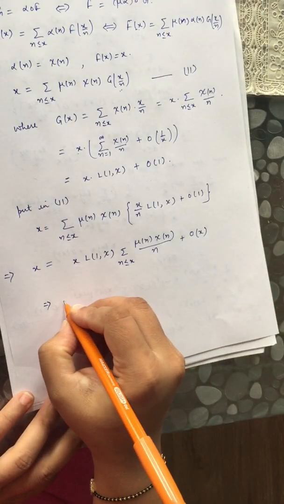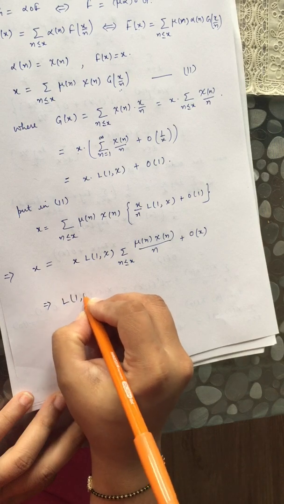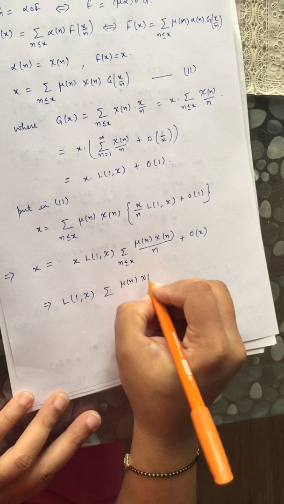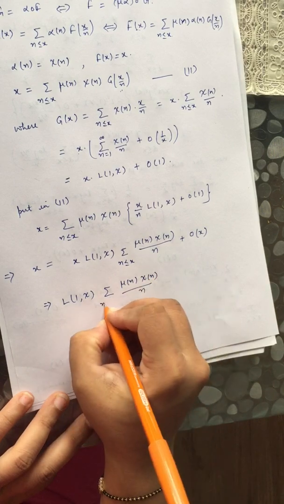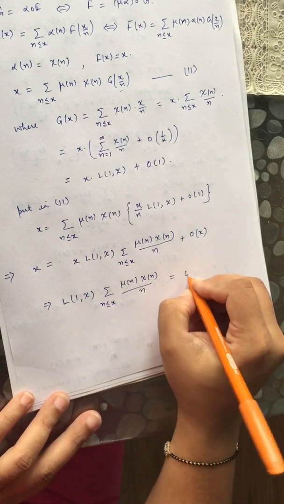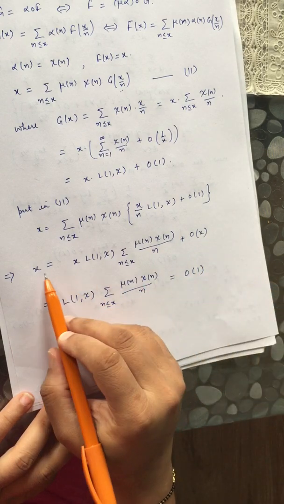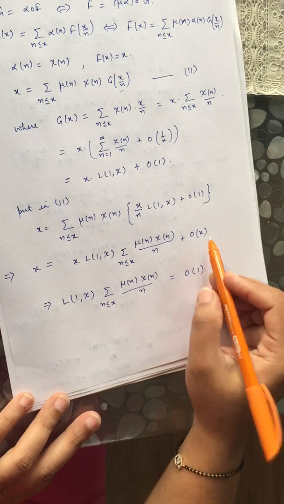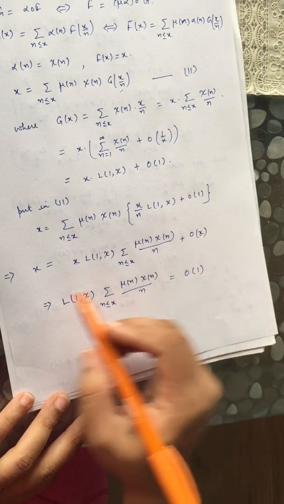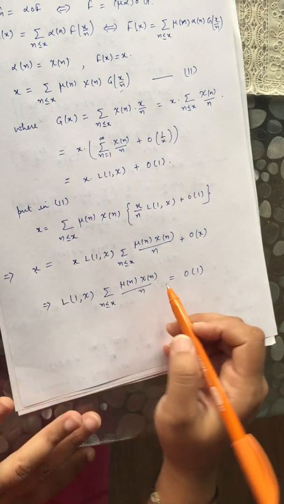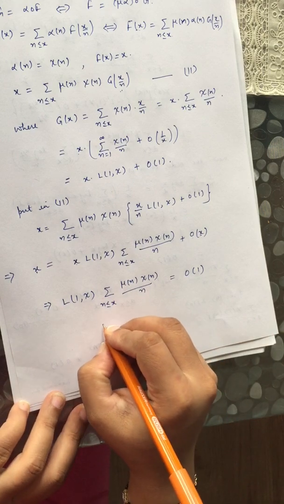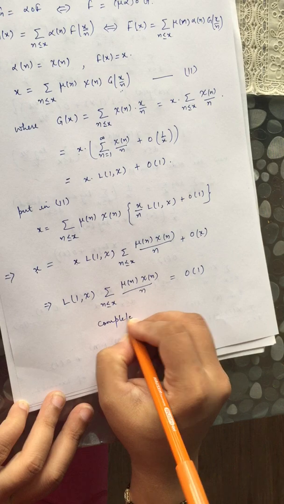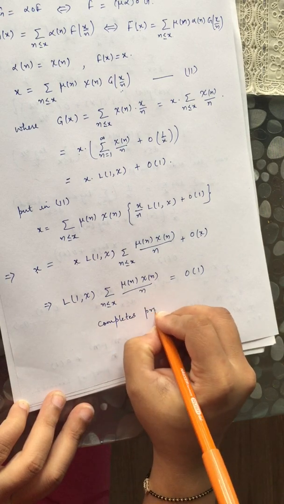That means dividing by x, we will get this summation μ(n)χ(n)/n. This is just O(1), because when we divide by x, the left hand side becomes 1, this x will be cancelled, and this becomes O(1). So O(1) plus 1, this is just O(1). So this is the complete proof of lemma 3.